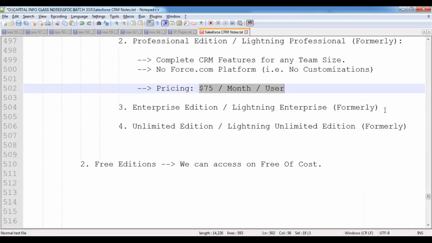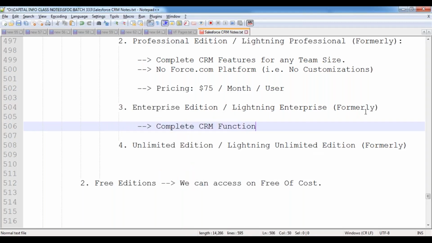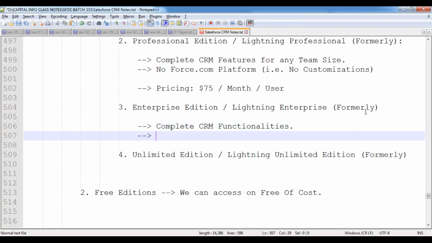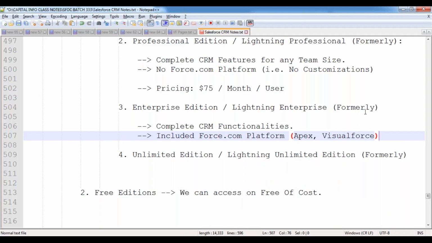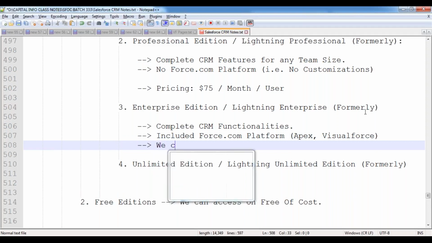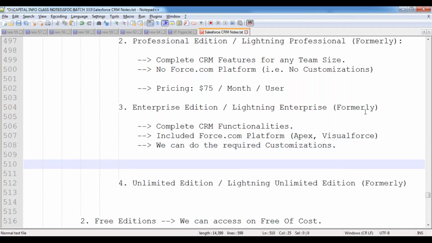Next, Enterprise Edition. As part of this Enterprise Edition, they're providing the complete CRM functionalities along with the Force.com platform also. They have included the Force.com platform. That means you will have Apex programming, and you will have Visualforce programming also. We can do the required customizations. Whatever custom functionalities you want, everything we can build by using this Enterprise Edition. From Enterprise Edition onwards, Salesforce has introduced the Force.com platform.